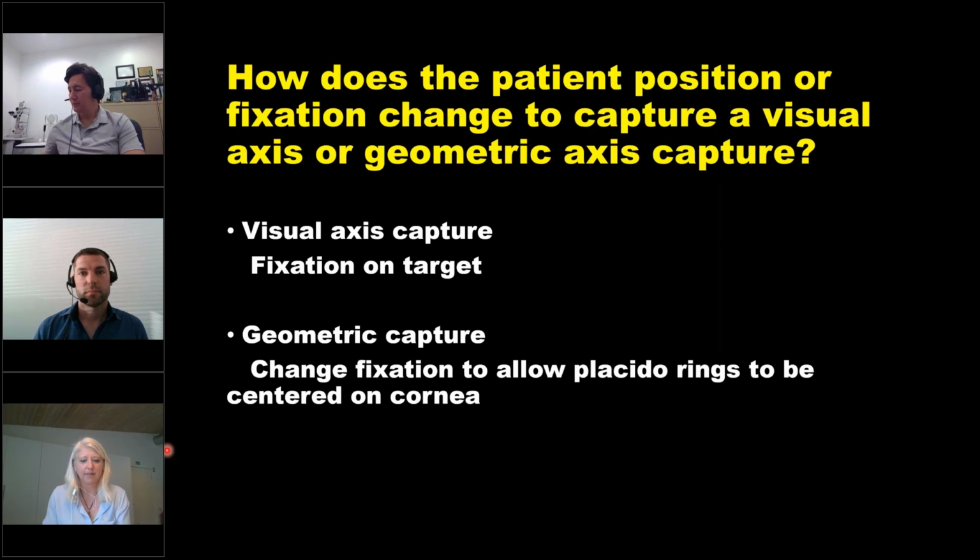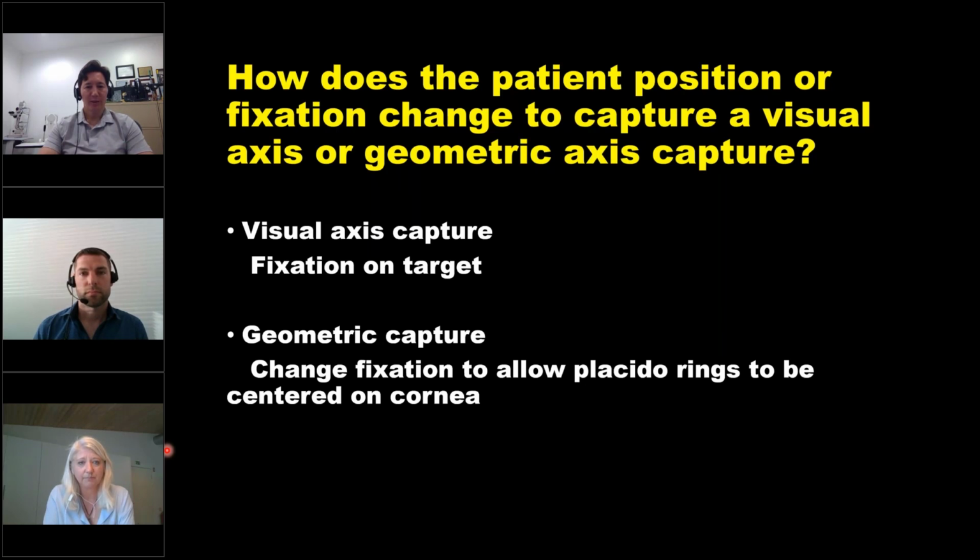So for the visual axis capture, this is what we would normally consider as the normal capture, where the patient fixates on the target in the topographer. For the geometric capture, you will have to instruct the patient to change fixation a little bit. It must be ring by ring until the placido rings are centered well in the cornea. It would probably often be just 1 or 2 rings nasally. So this will allow you to do the geometric capture.